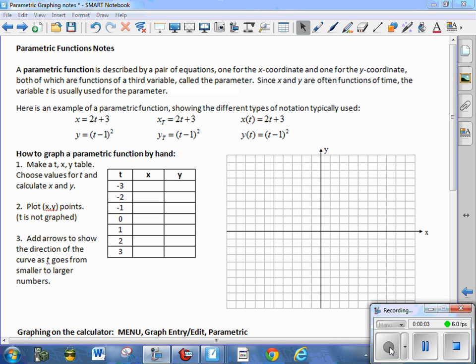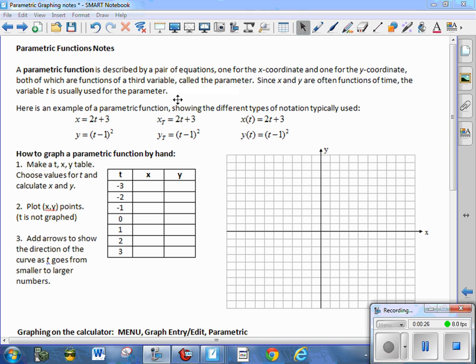Okay, parametric functions notes. You've done polar functions, now you get to do parametric functions. A parametric function, as written here, is described by a pair of equations, one for the x-coordinate and one for the y-coordinate, both of which are functions of a third variable called the parameter. Since x and y are both often functions of time, the variable t is usually used for the parameter.